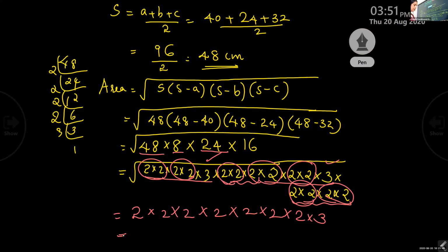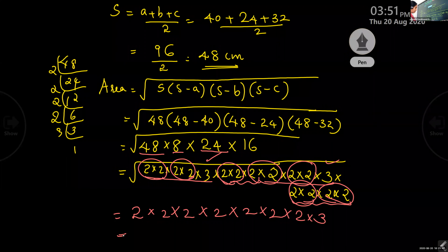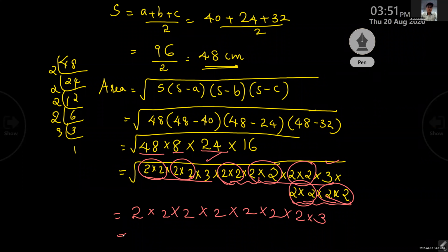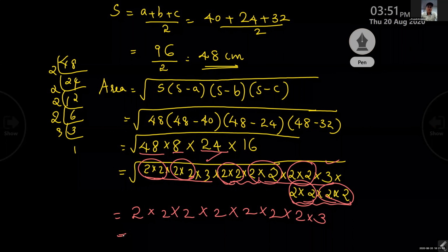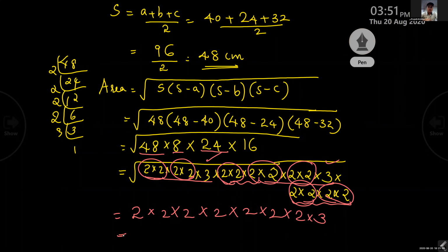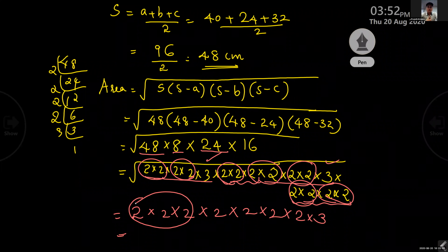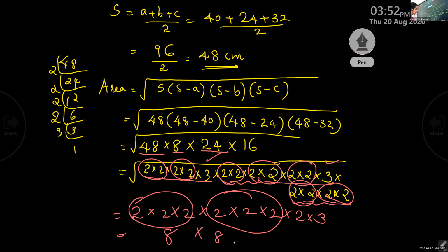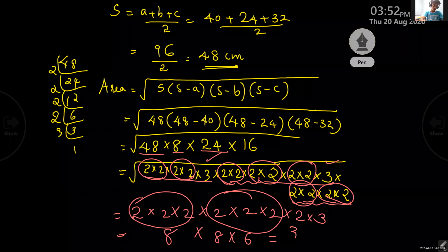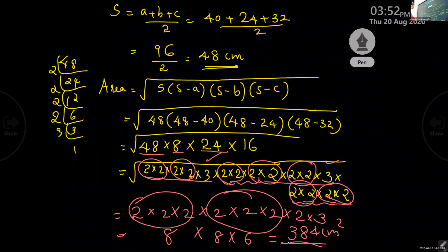How much answer did you get? 42. 2 into 2 into 2 is 8. This also 8 into 6. 64 into 6. Ma'am, 384. 384 centimeter square.